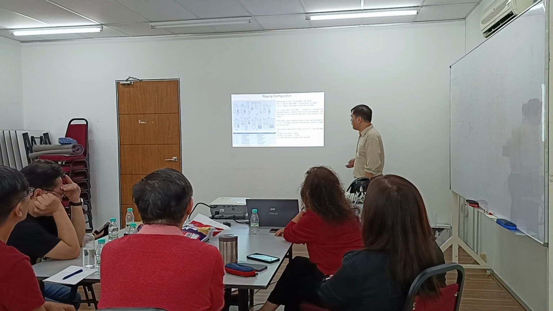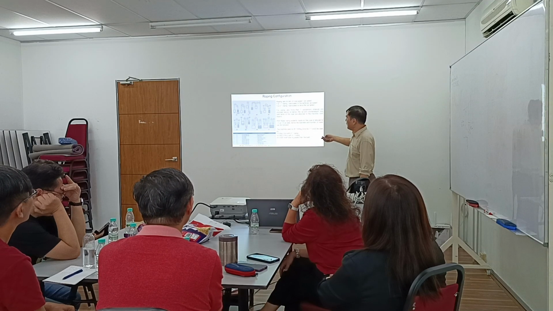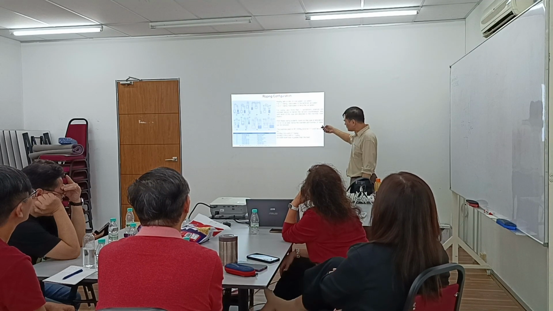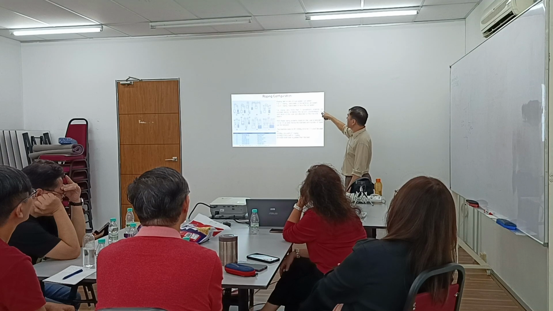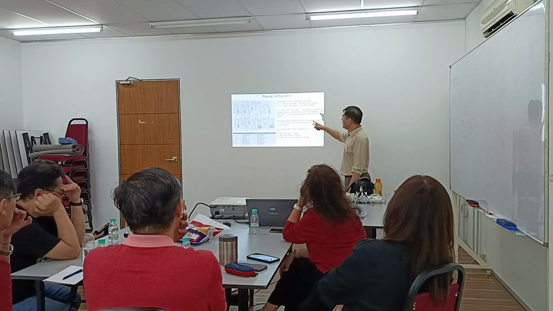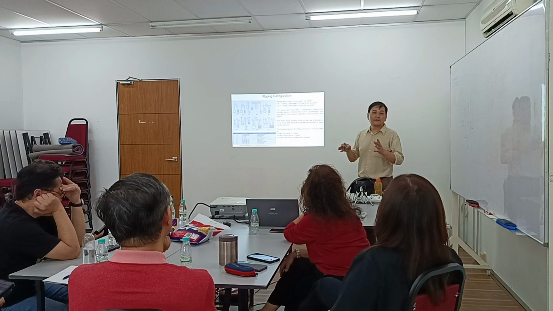So this is the roping configuration. So this is how engineers play a part with the different roping factors. So for 1-to-1, rope speed is the same as the car speed. For 2-to-1, rope speed is actually twice the car speed, but it can take double the load.